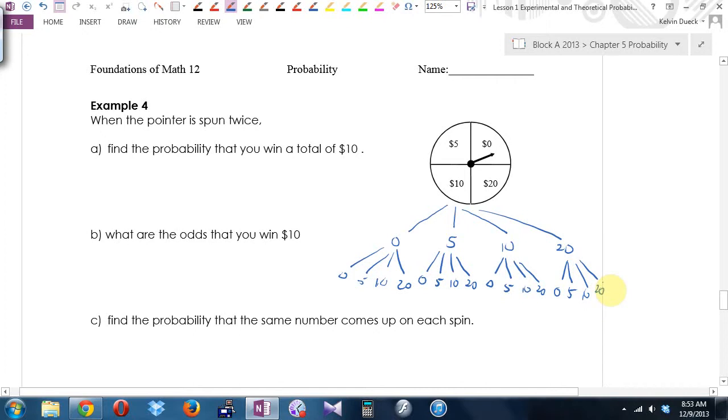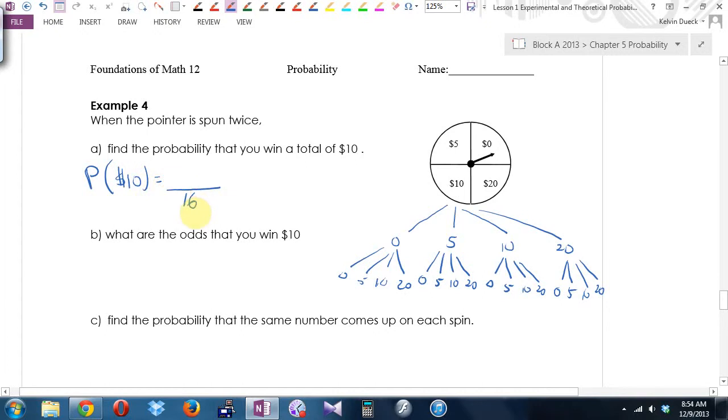How many outcomes are there? If you can count it, you can solve it. How many outcomes are there? Okay, so first of all, probability of $10. It's going to be out of 16.